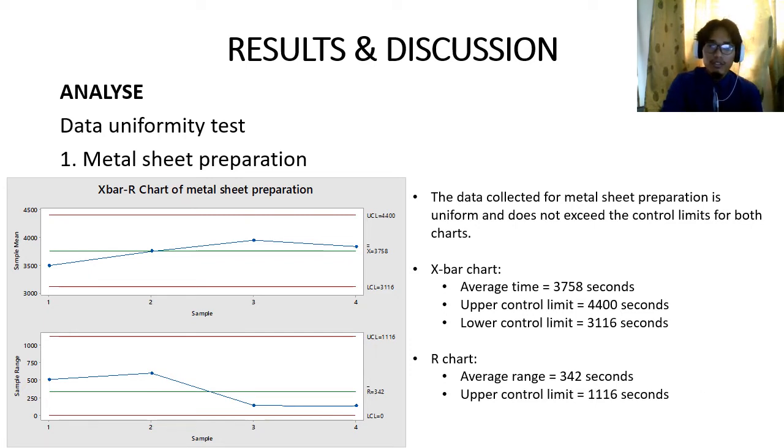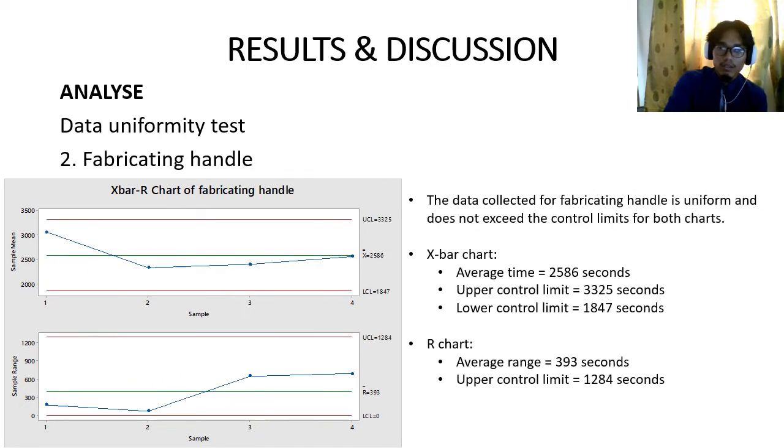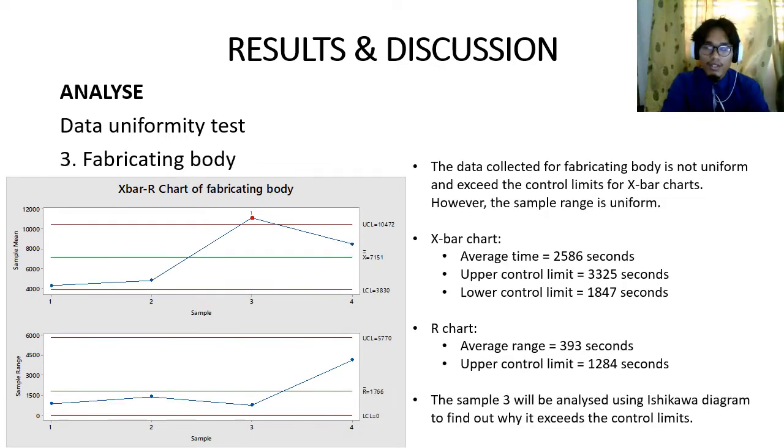The data collected for metal sheet preparation is uniform and does not exceed the control limits for X bar and R charts. After that, the data collected for fabricating handle is also uniform and does not exceed the control limits for X bar and R charts. However, the data collected for fabricating body is not uniform and exceeds the control limits for S bar charts. From these charts, we can see that sample 3 is over the upper control limit. However, in the sample range, the data is uniform.